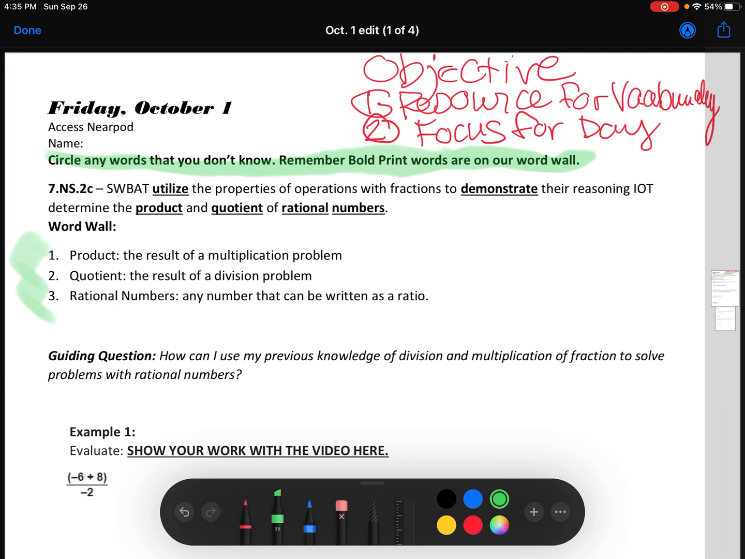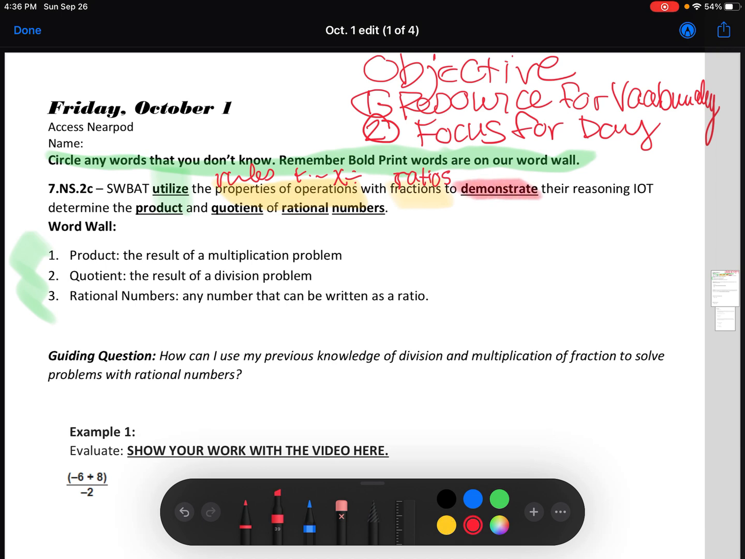All right, so let's go over our objective. The student will be able to utilize. What does utilize mean? You should know because we've done it several times. It means to use properties of operations. Another word for properties is rules. And the operations are add, subtract, multiply, and divide. With fractions, what's a different way we could say fractions? Oh, starts with an R. Ratios. To demonstrate.